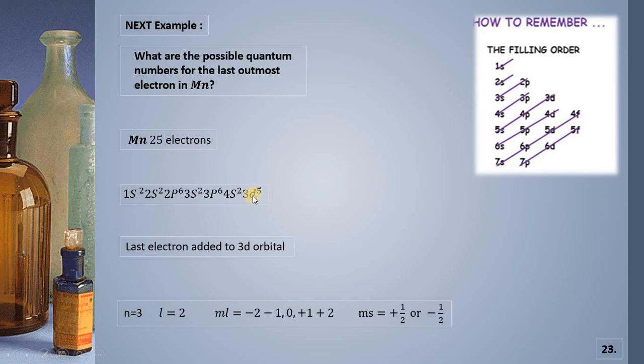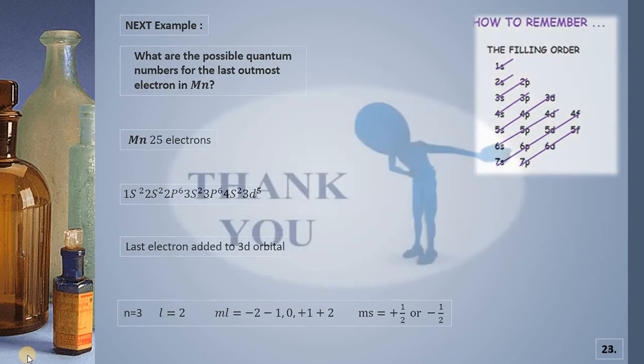L is equal to 2. How did I know that? The D orbital tells me that whenever it is D, L is equal to 2. Remember that. Whenever it is F, L is equal to 3. And Ml is equal to -2. How did I arrive at that? L will tell us how Ml arrives at its answer. And Ms is equal to +1/2 or -1/2. If we dig deeper, we will differentiate whether it is plus or minus.